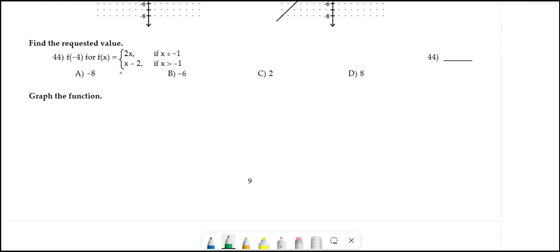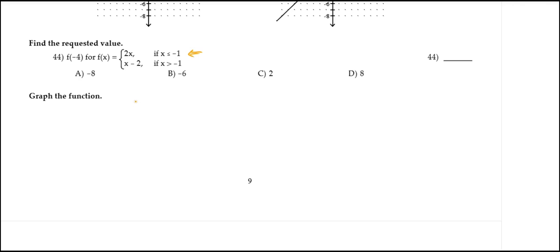Moving on. 44 asks us to address this piecewise function. Recall that piecewise functions give us different rules for different intervals. This one tells us what to do if x is less than or equal to -1, and separately if it's greater than -1. So what about minus 4? Well, to do this, we have to decide which of these two intervals minus 4 falls into. Is minus 4 greater than -1, or is it less than or equal to -1? It is less than or equal to -1.